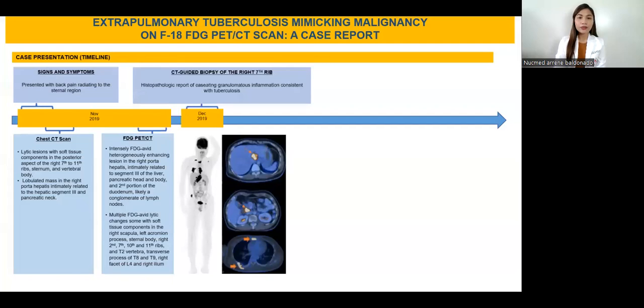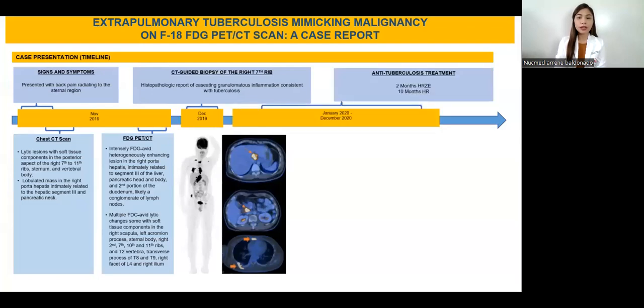To make a definitive diagnosis, the patient underwent a CT-guided biopsy of the right 7th rib, with a final histopathologic report of caseating granulomatous inflammation consistent with tuberculosis. The patient was then treated with anti-TB medications for 12 months: 2 months of isoniazid, rifampicin, pyrazinamide, and ethambutol, and another 10 months of isoniazid and rifampicin.